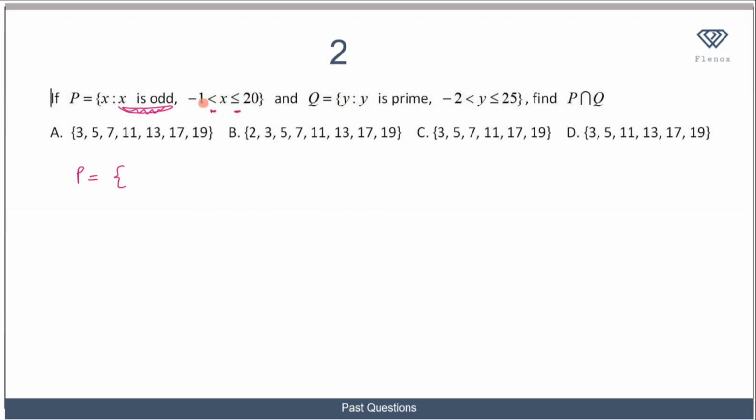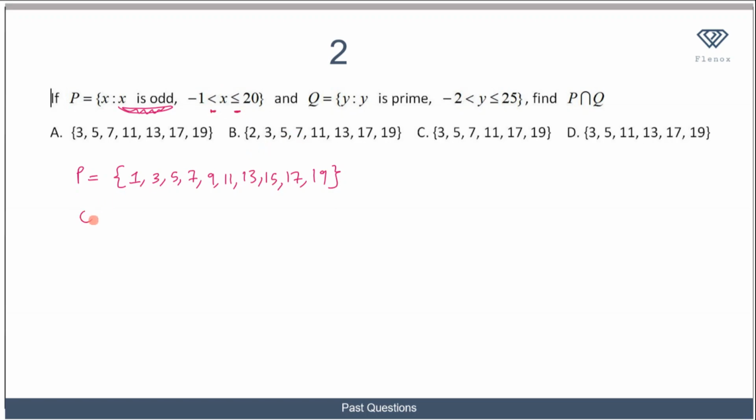So what does that mean? It means that the odd numbers we are looking at will be greater than -1 and they will be equal to or less than 20. So the first odd number we will encounter that is greater than -1 is what? It is 1. Then the next is 3, 5, 7, 9, 11, 13, 15, 17 and 19. So these are the odd numbers in the range that we are given.